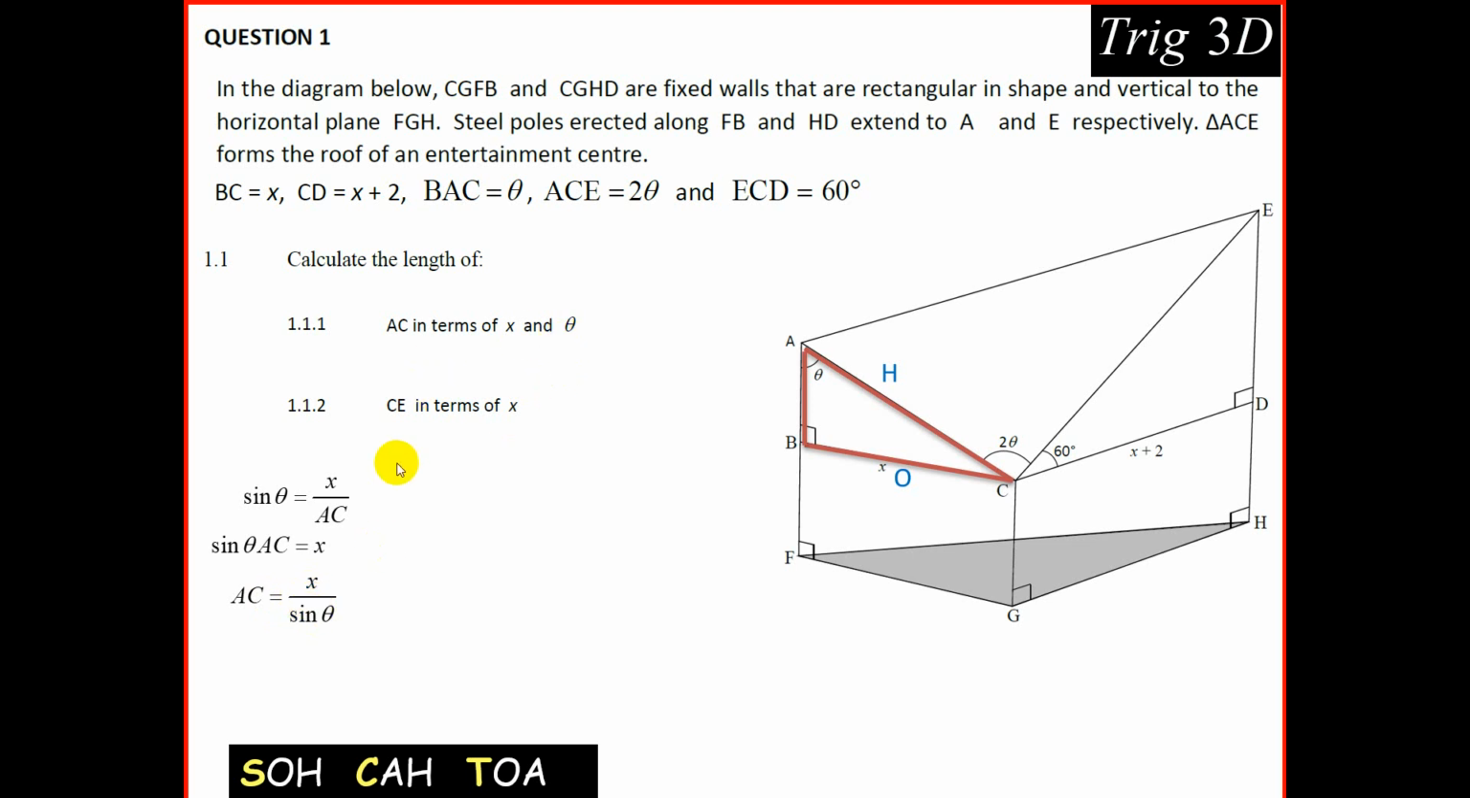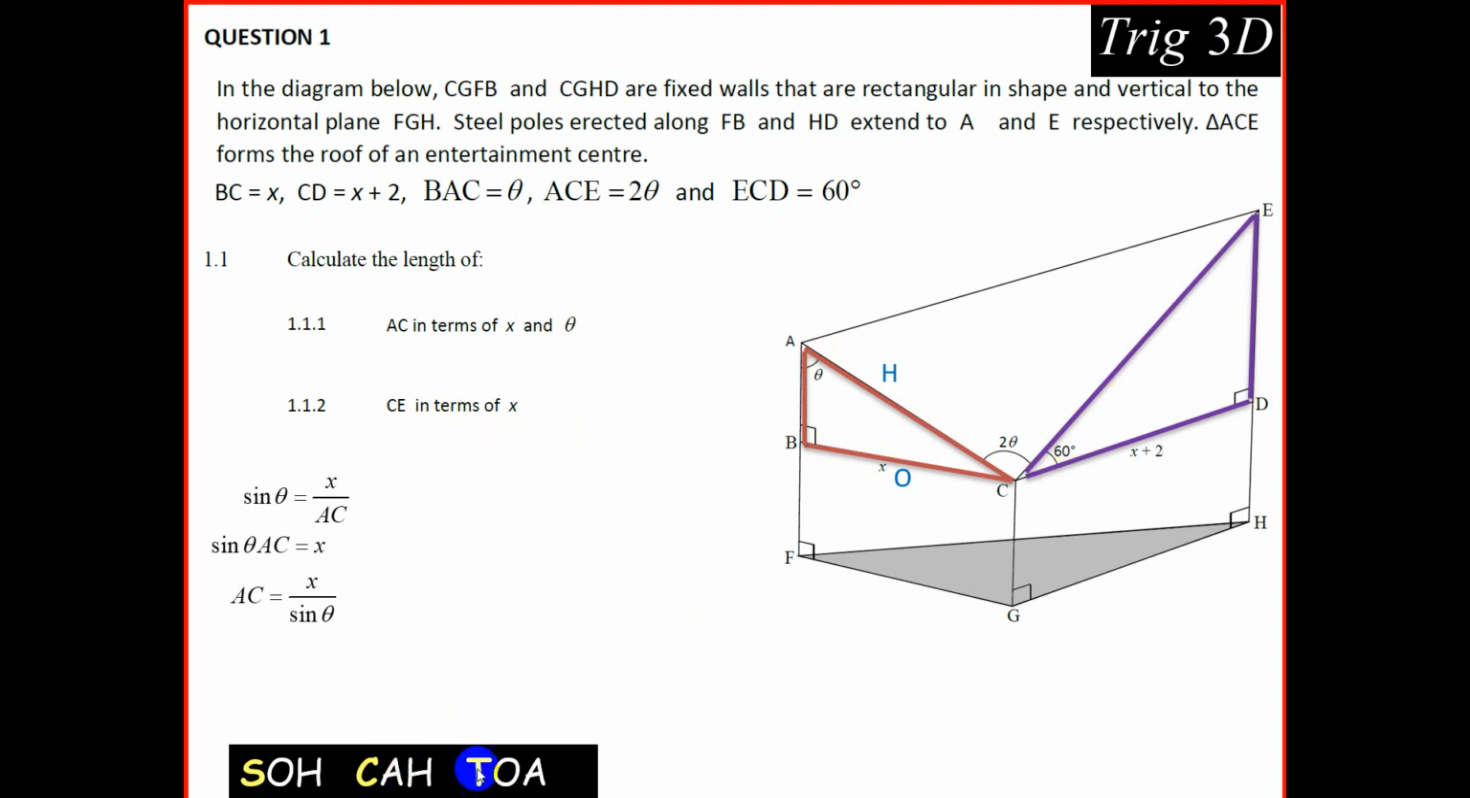The second part of the question wants us to find CE. So going to our diagram, we're looking at CE. Before we go on to this, we could have used the sine rule in the previous one and said that in terms of finding AC, AC over sine 90 is equal to x over sine theta. Going on to 1.1.2, the question is to find CE.